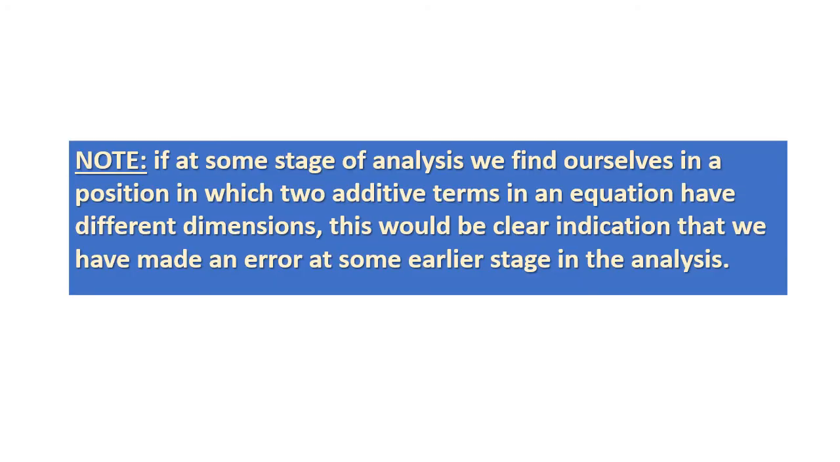Okay, in this regard, I have written a note on dimensional homogeneity. If at some stage of analysis we find ourselves in a position in which two additive terms in an equation have different dimensions, this would be a clear indication that we have made an error at some earlier stage in the analysis. So what it means is, somewhere during solving the problem, if you find that the dimensions of LHS and RHS are not equal, it means that somewhere you have made a mistake.